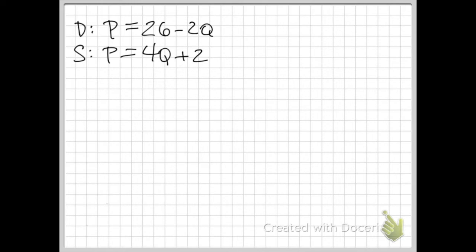So here's our second example. This time we're going to use linear equations. Demand is represented by P equals 26 minus 2Q, and supply is P equals 4Q minus 2. Once again, we're going to be asked to find consumer and producer surplus. So I'm going to, again, say, let's draw it out.